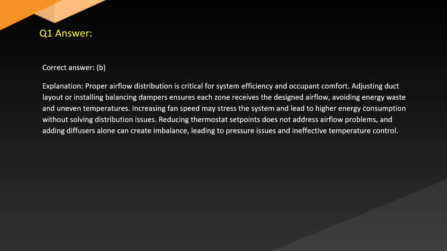Answer. Correct answer, B. Explanation. Proper airflow distribution is critical for system efficiency and occupant comfort. Adjusting duct layout or installing balancing dampers ensures each zone receives the designed airflow, avoiding energy waste and uneven temperatures.